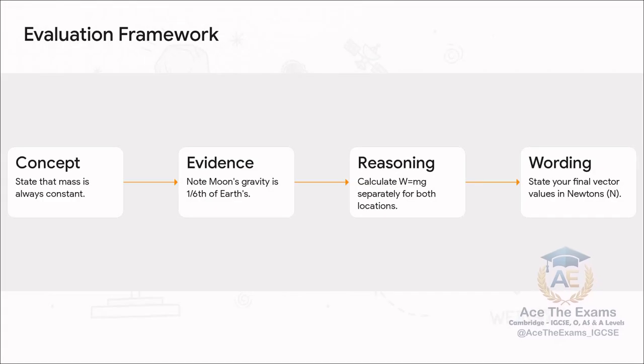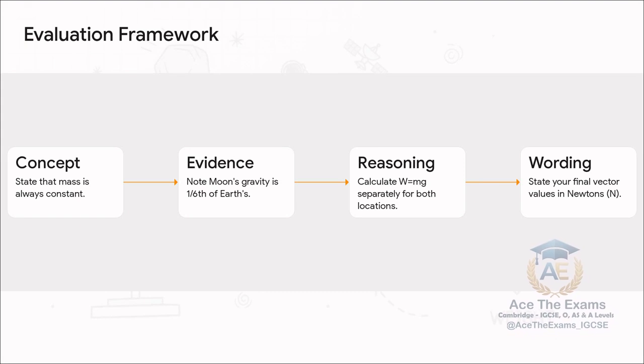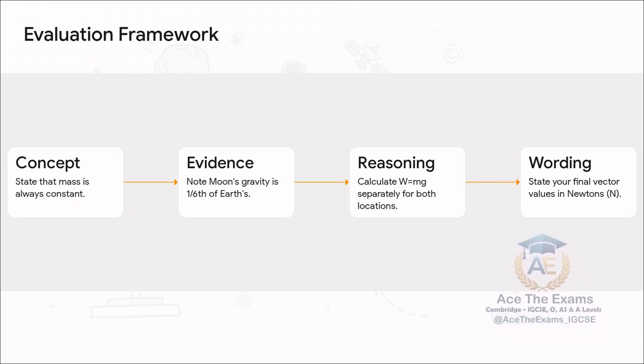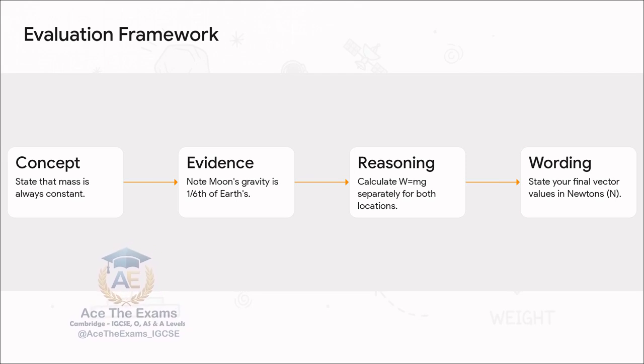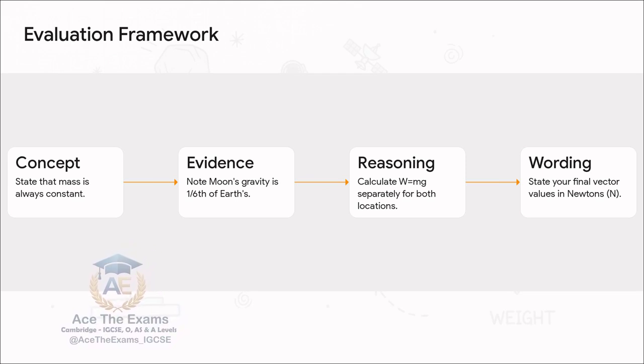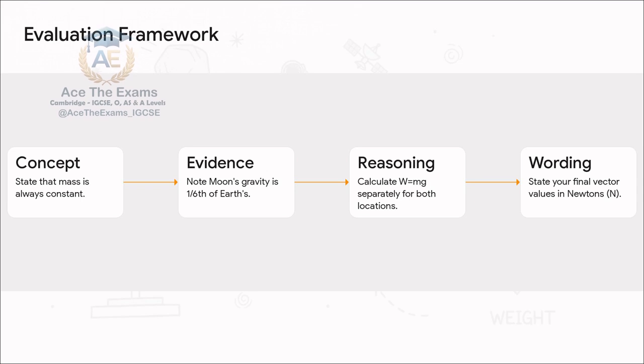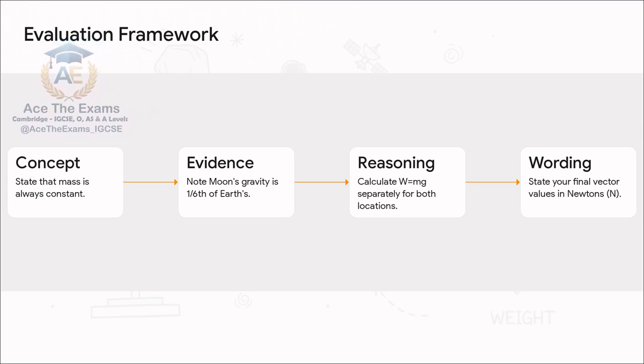To fix this completely, we're going to apply our mark magnet framework. This ensures we hit every single scientific reasoning point the examiner's red pen is actively looking for. Step 1, state the concept that mass is constant. Step 2, provide the evidence, noting the moon's gravity is 1/6 of Earth's. Step 3, show your reasoning by calculating W equals mg separately for both locations. And finally, Step 4, use perfect examiner wording by stating your final vector values explicitly in newtons.